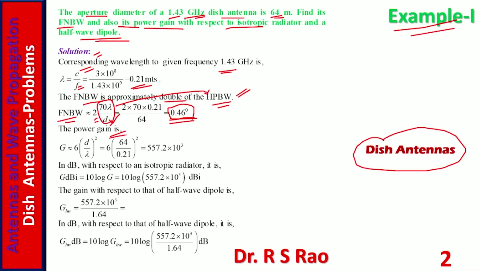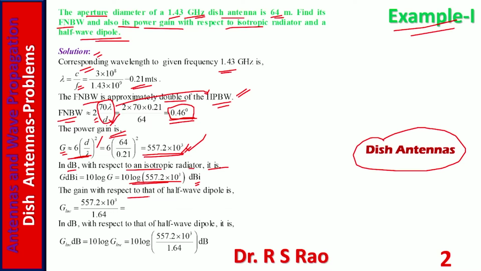Power gain of a dish antenna is given by the formula 6 (D by lambda) square. Using the values of D and lambda, one can find G as 557.2 into 10 power 3. Notice this is a huge number. Dish antennas are associated with huge amounts of gain. Another observation: in dB, with respect to isotropic radiator, it is 10 log 557.2 into 10 power 3. Apply 10 log to this absolute value of gain, then we will be getting gain in dB, dBi.